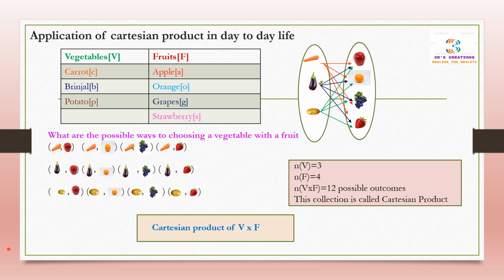So this is denoted by V cross F. This is called Cartesian product of two sets. There is a condition to remember while doing Cartesian product, that is, two sets must be non-empty.